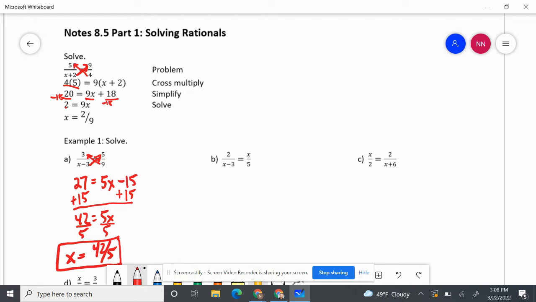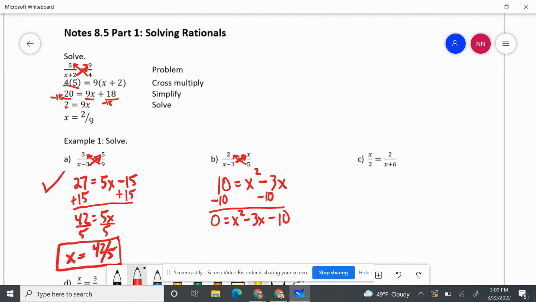Now for the next one, I'm going to do the same thing. I'm going to multiply the 5 times the 2, and that gives me 10. I'm going to multiply the x times the x, which is x squared, and the x times the negative 3, which is negative 3x. Now this one is not a linear equation like the last one. This is a quadratic equation. So whenever we have a quadratic equation, we're going to subtract the 10, and we set it equal to 0, and we get x squared minus 3x minus 10.